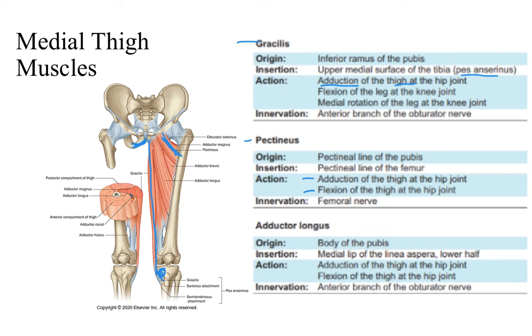All right, and of the ones we're covering on this slide, this is the only one that's innervated by the femoral nerve. The other two, the gracilis that we just talked about, and the adductor longus, which is between the gracilis and the pectineus, were both innervated by the anterior branch of the obturator nerve. And again, being an adductor, the adductor longus, and notice that it is long and thin, and we're going to compare that to the adductor magnus in the next slide, is involved in adduction of the thigh at the hip joint, and again, flexion of the thigh at the hip joint.